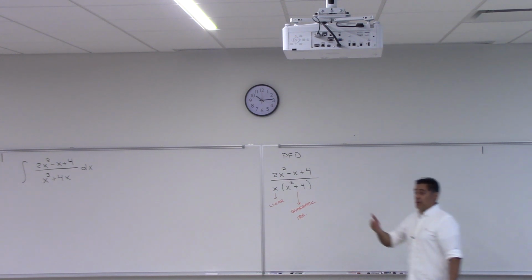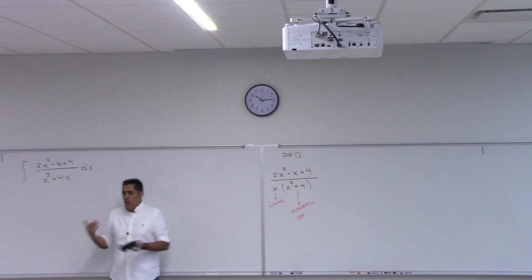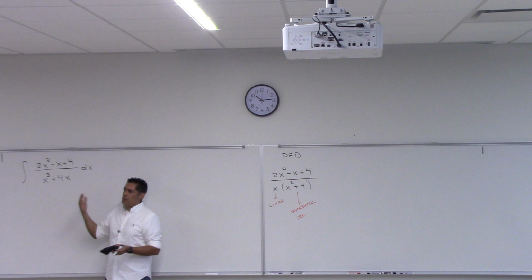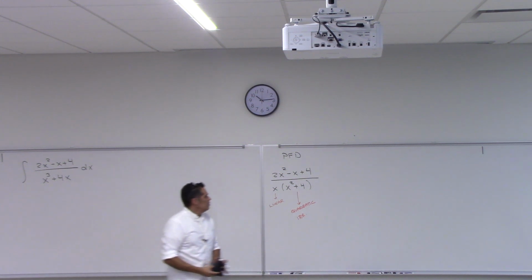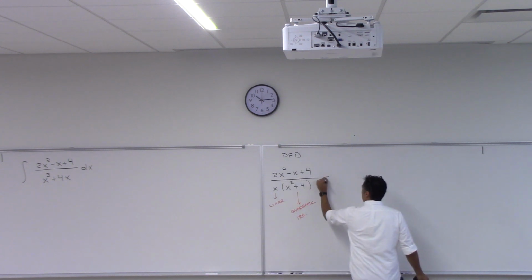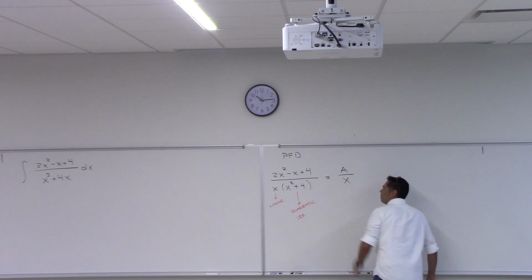So now the question becomes, what's the technique? How do you deal with a quadratic? We know how to deal with linears. We know how to deal with a linear if it's repeated, but what if you have a quadratic? Well, here's the technique. First, let me deal with the linear. It's going to be exactly what I would expect, A over x.